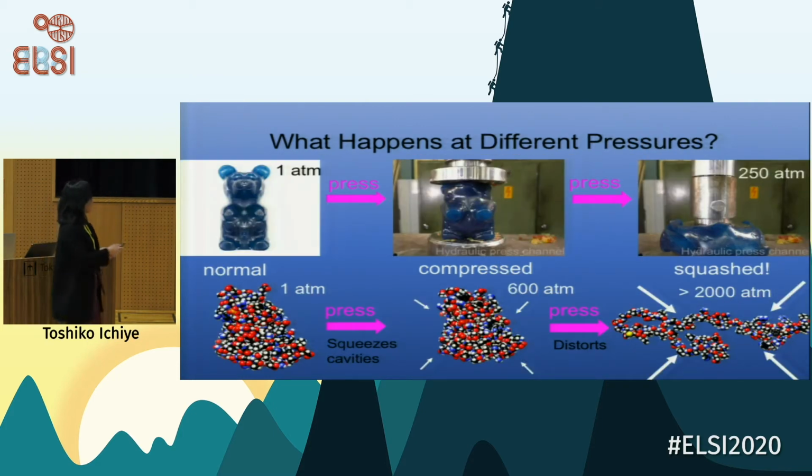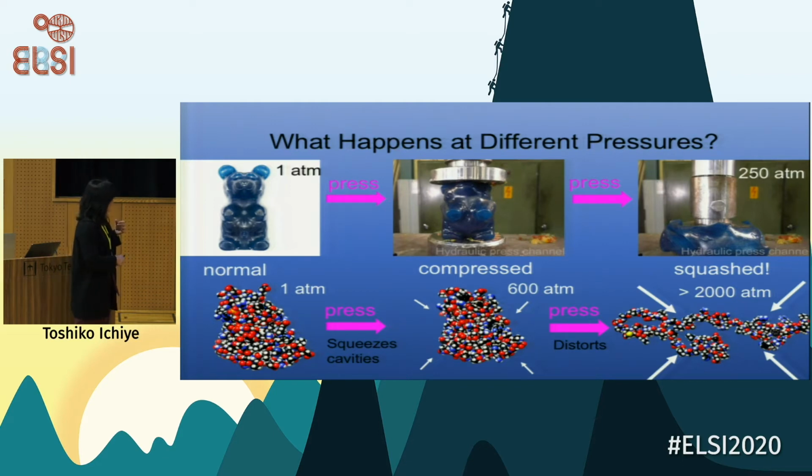Again, I stole this from the internet, from YouTube. Somebody took a giant gummy bear and put it in a hydraulic press, the hydraulic press channel. I mean, this guy puts everything in hydraulic presses. When you put this giant gummy bear in a hydraulic press, the first thing that happens is you compress it. But if you put it under high enough pressure, 250 atmospheres, it just squishes and falls apart. That's actually sort of what happens to proteins.